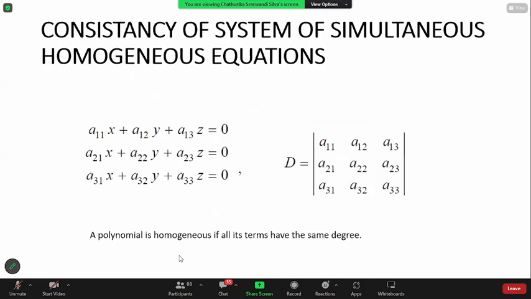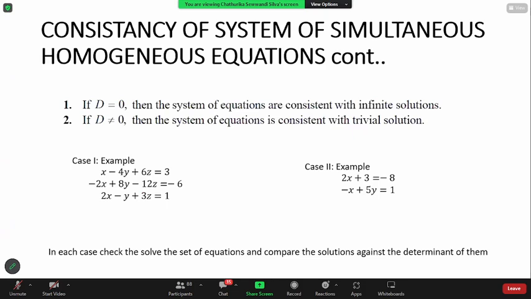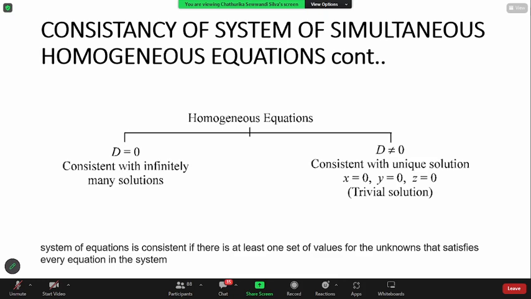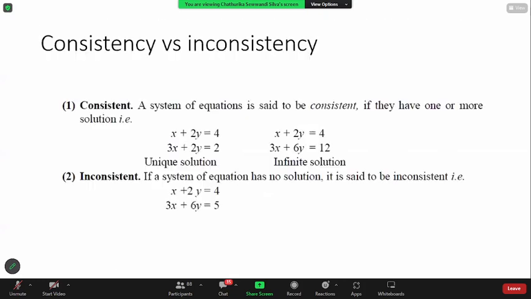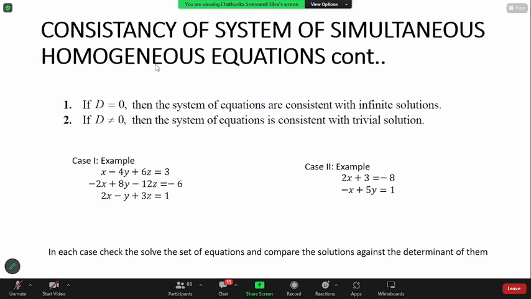A polynomial is homogeneous if all its terms have the same degree. So by clearing out the meaning of consistency and homogeneity, we are going to find the consistency of a system of simultaneous homogeneous equations, not today, but next week. අද කරන්න හැමම මොකද මේක දිගටම ගෙනියන්න ඕනේ මේක. There should be a continuity in this lecture.